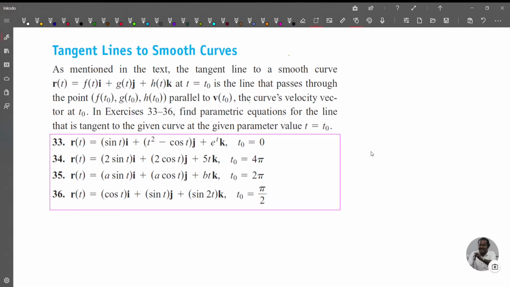So here we have to find the tangent to the curve r of t equal to sin t i plus (t square minus cos t) j plus e raised to t k at t naught equal to 0.